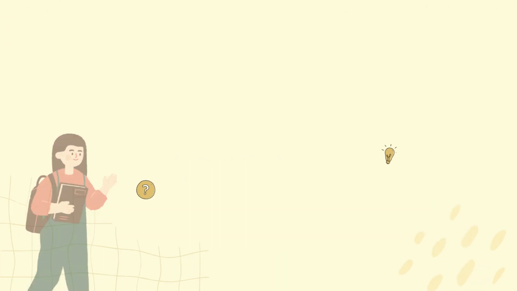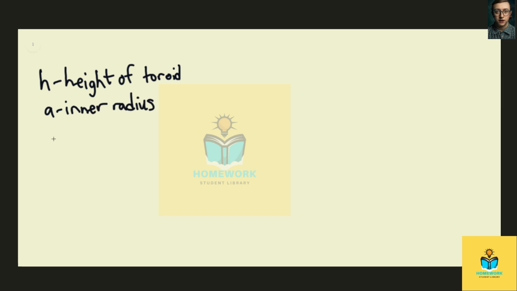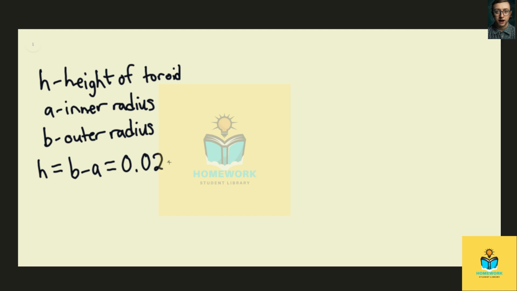Welcome to homework. We're going to say that h would be the height of the toroid. We're going to say a would be the inner radius, and b would be the outer radius. We can then say that it has a square cross section, so h would essentially be equal to b minus a, or we can say 0.02 meters, given that a is equaling 0.10 meters, b is equaling 0.12 meters.